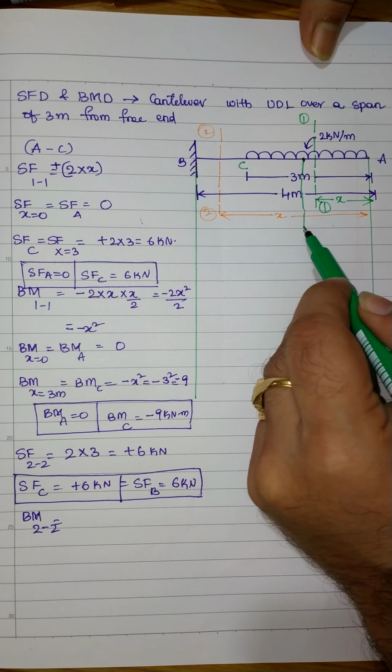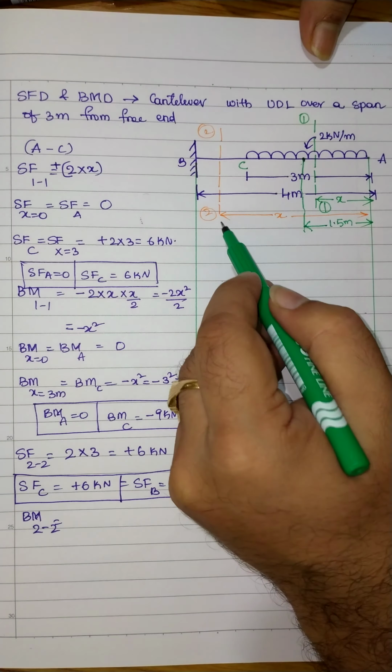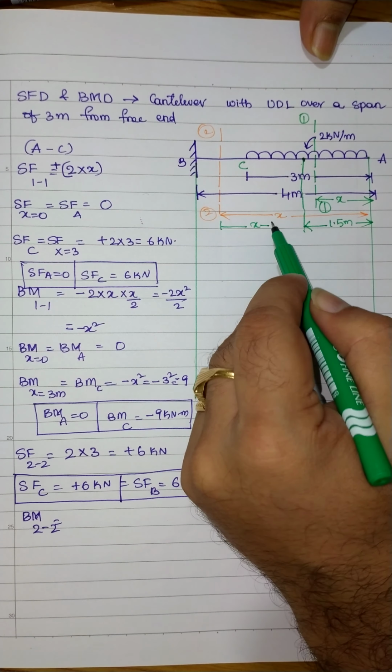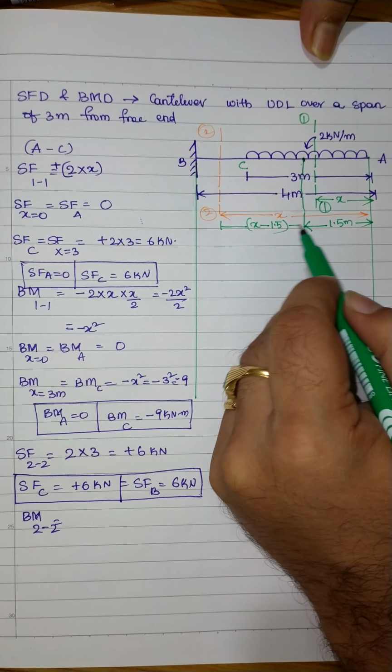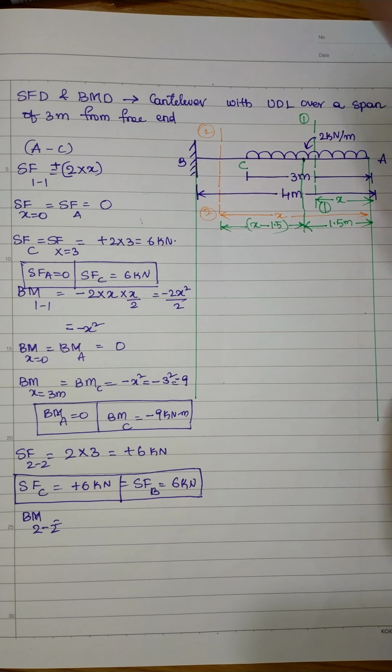Now this center of the load is located exactly a distance of 1.5 meter from the free end. The remaining distance will be x minus 1.5. This distance will be x minus 1.5. Now let us generate the bending moment equation.